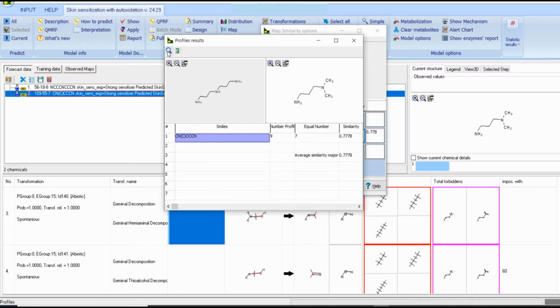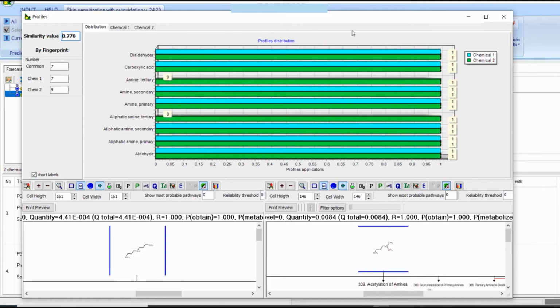Let's see more details. The bar diagram shows that the same functional groups are identified in chemical 1 and in chemical 2. The difference here is coming from the tertiary amine organic functional group, which is identified only in the second chemical, and this could be clearly seen from the chemical structure.